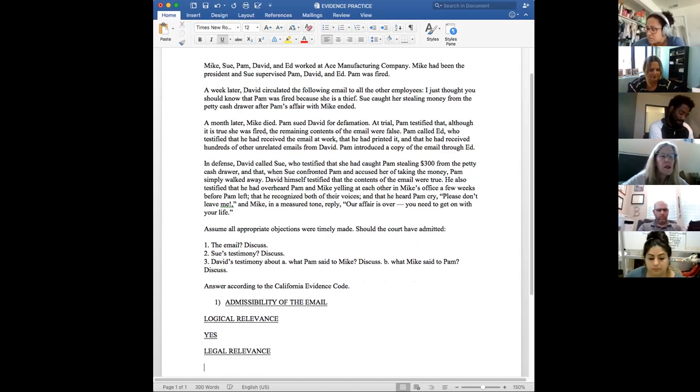Legal relevance. Are we weighing any factors here? I said that it was. Let's look at the email. A week later, David circulated the following email: I just thought you should know that Pam was fired because she is a thief. Sue caught her stealing money from the petty cash drawer after Pam's affair with Mike ended.